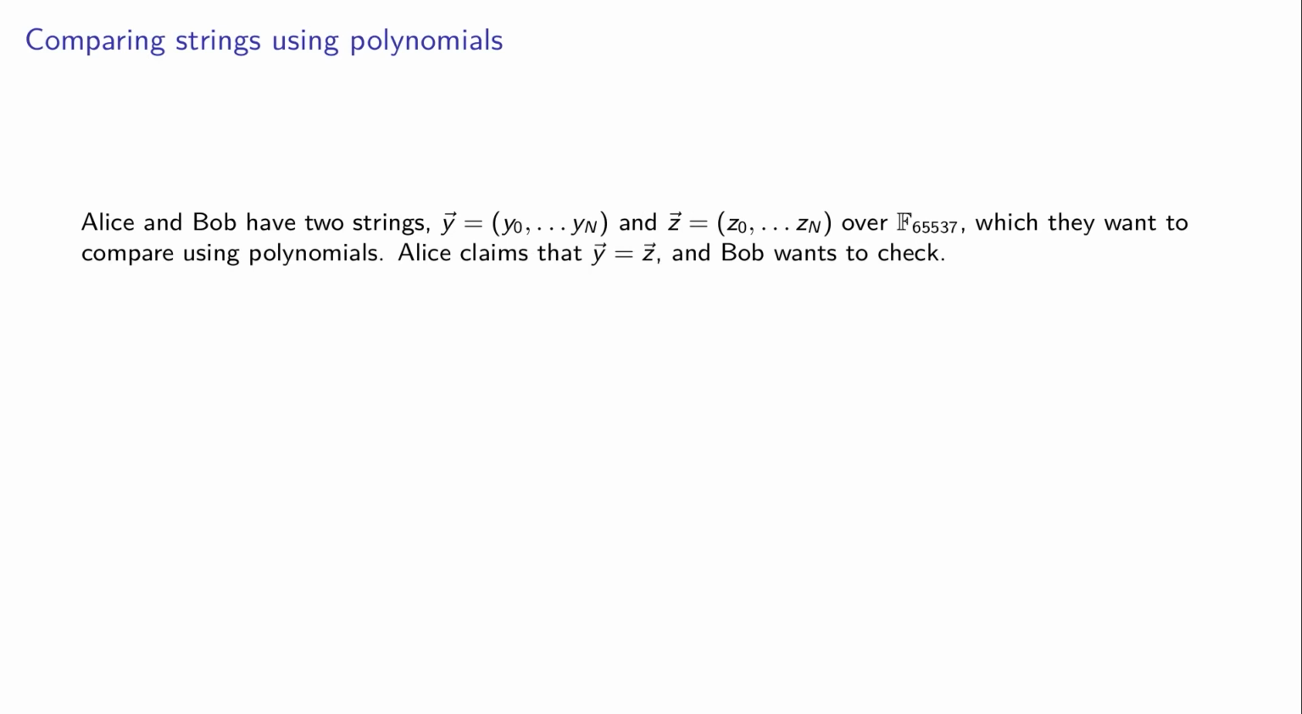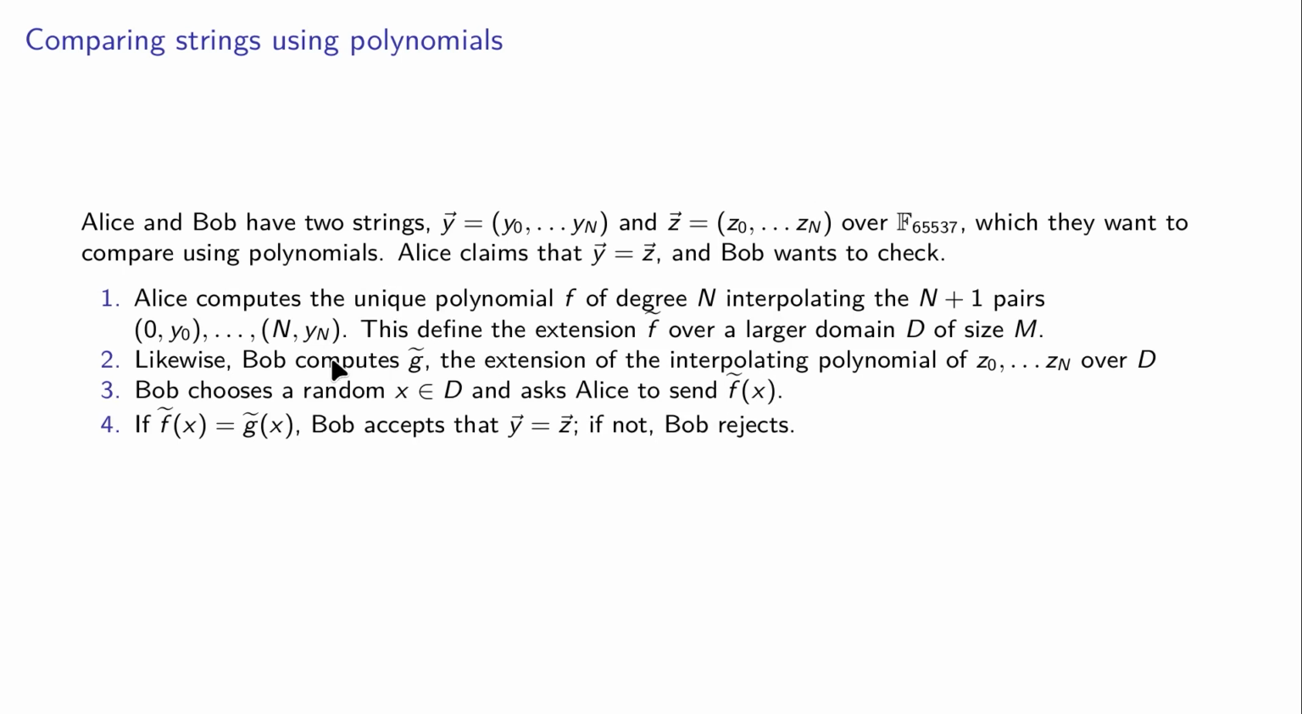So we can have a specific example of that, comparing strings using polynomials. Suppose Alice and Bob have two strings: Alice has y, Bob has z, over our finite field, and they want to compare using polynomials. Alice claims that y and z are equal, and Bob wants to check. So how can we do this? Well, as suggested before, Alice computes the unique polynomial f of degree n interpolating over the n+1 points, which defines the extension f tilde over the larger domain. Likewise, Bob interpolates his polynomial over his points z0 up till zn.